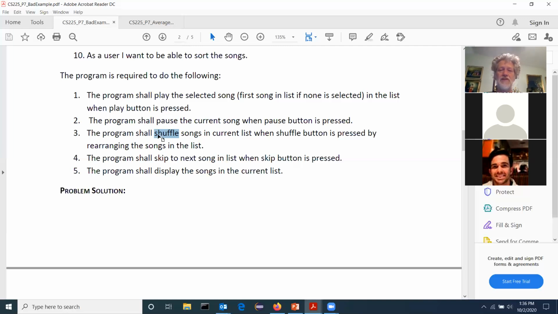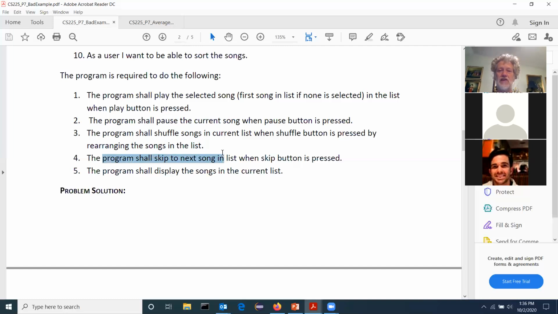So shuffle has not been defined. There was a kind of an abortive attempt to try to define it here. But what did I say? Don't put your definitions in the requirements. You need to define in a very clear way what shuffle is before you can use it in the requirement.